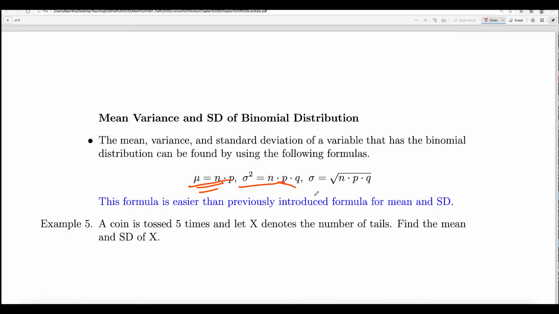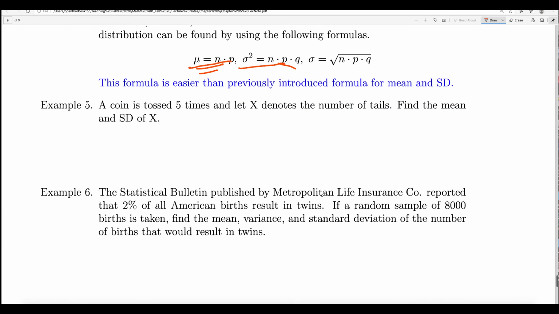Okay, let us do these 2 examples here. A coin is tossed 5 times. What is n? N is 5, right? And let x denote the number of tails. Find the mean and standard deviation of x. What is the probability of getting tails? P, the probability of getting a tail, is 1/2, right? In one trial. P is the probability of success in one trial. Here success is tail. So the probability of success in one trial is the probability of getting a tail if you toss a coin once.